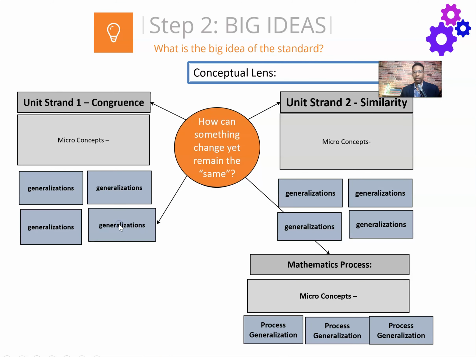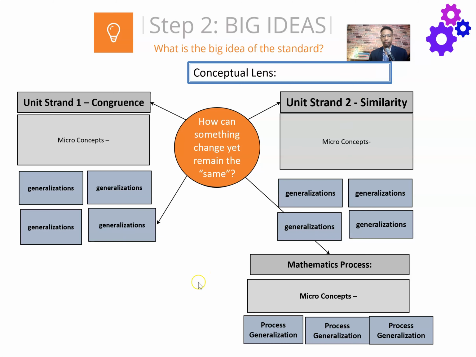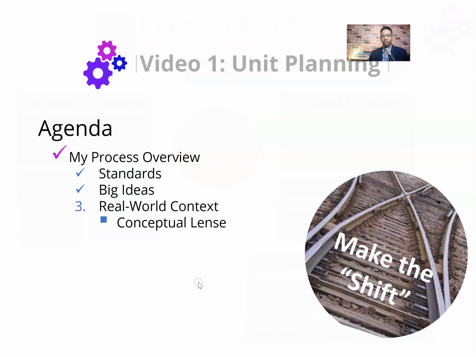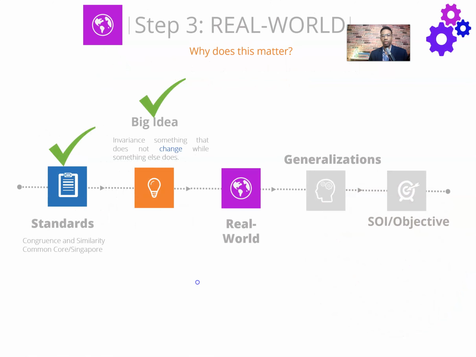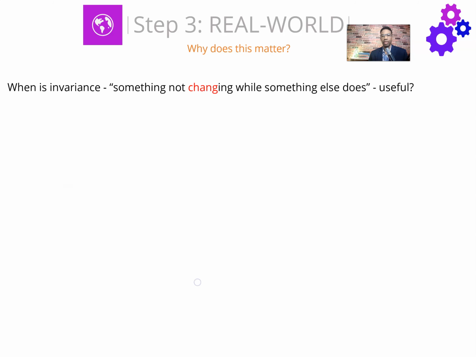So we're back to our unit web, and let's plug that in. Our unit title now is How Can Something Change, Yet Remain the Same? Hopefully it's catchy enough to grab our students' attention. Now let's go on to the real world context. Why is this stuff useful? Why is, or when is, invariance useful?